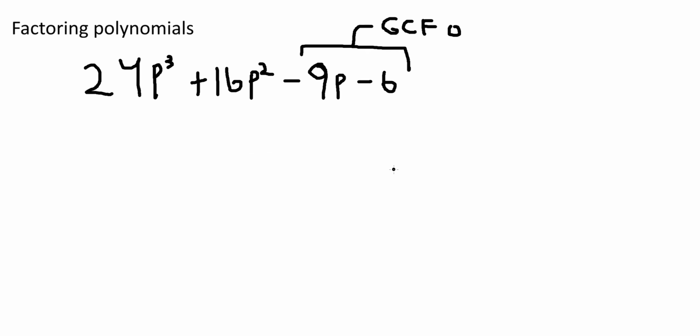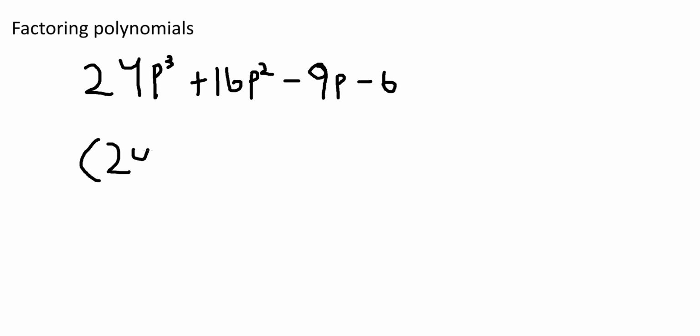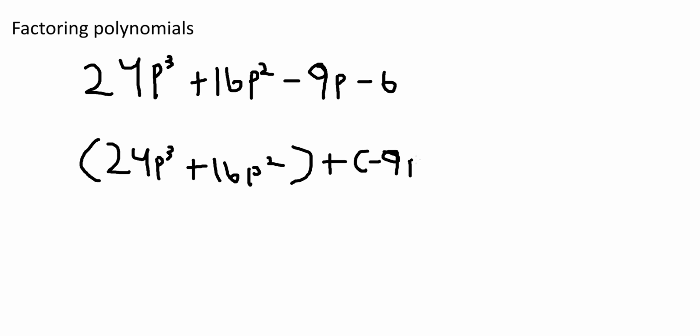So what I'm going to do actually is break them up into parentheses, or group them up, I should say. I'm literally writing it down: 24p cubed plus 16p squared, parentheses, plus negative 9p minus 6. Now this is where we can actually take out the 3 from this side and the 8 from this side.